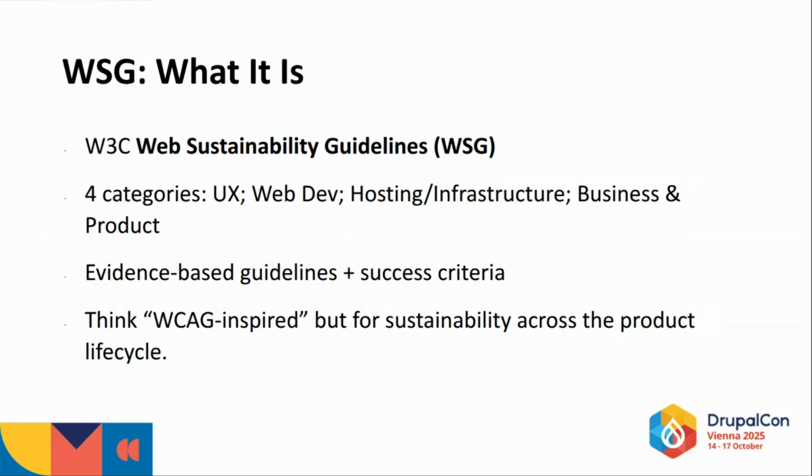So what is it? What are they? It's a draft guidelines document available online. It's divided up into 4 categories. It covers user experience, web development, hosting, infrastructure, and business and product. And like WCAG, it has evidence-based guidelines and success criteria. Still a draft, so it's not official. I've got here, think WCAG inspired, but for sustainability across the product lifecycle.